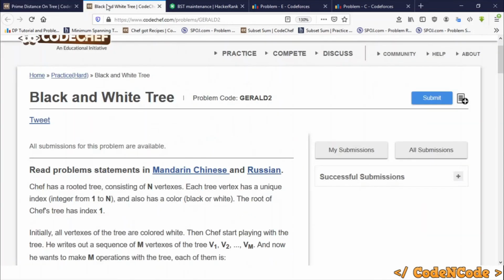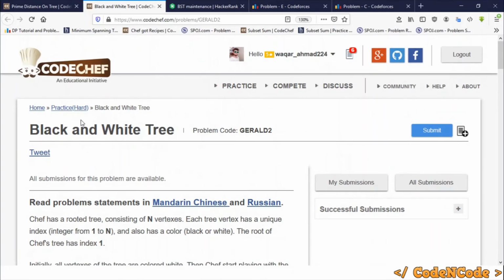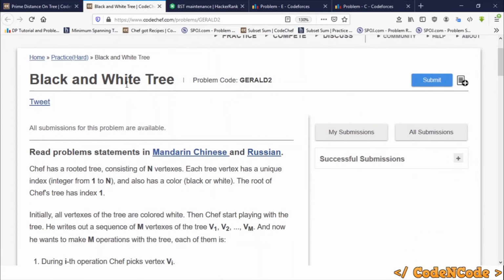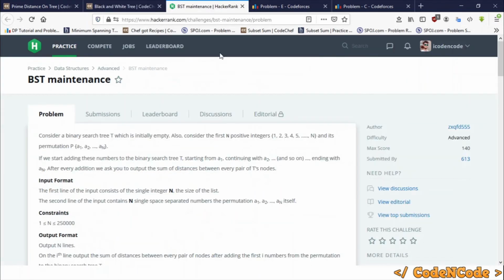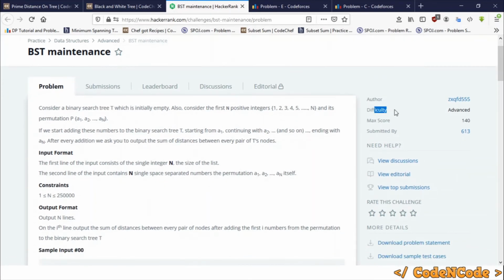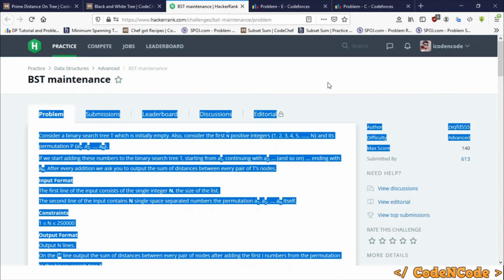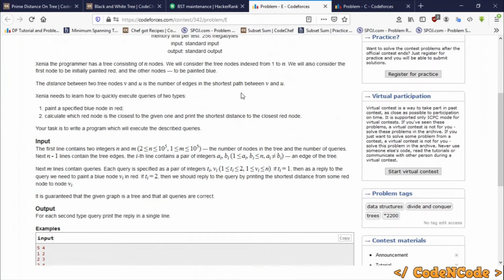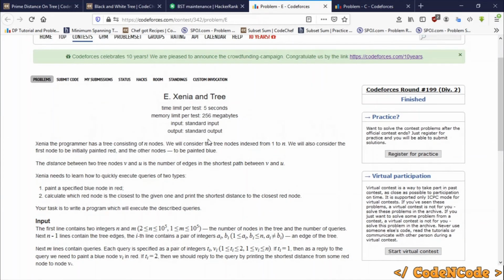The other problem, also from CodeChef, is also a hard problem, which is again a tree problem, query on tree, which is black and white tree. And then there is a problem from HackerRank, BST maintenance. As you can see, the difficulty level of this problem is advanced, and it offers you a maximum score of 140. There are many problems, but these are just to show you how important centroid decomposition is.